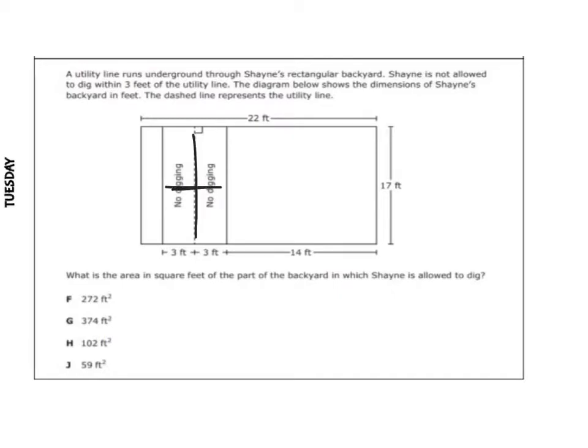So what I'm going to do is shade in what I could dig into. So if I shade this, I could dig into that, right? I could dig into this too. So the question says, what is the area in square feet of the part of the backyard in which Shane is allowed to dig? The only thing I cannot dig is those 2 sections, right? So how would I find the area of the shaded part?